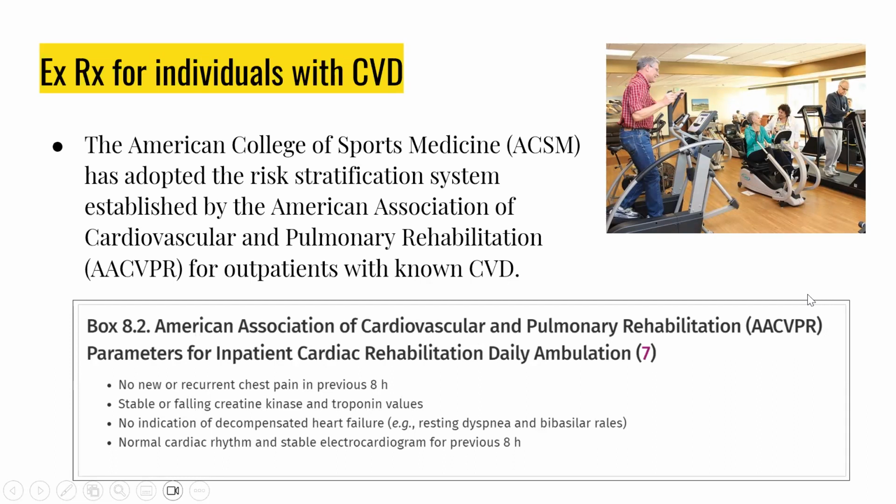All right, but what if your client has cardiovascular disease, right? So the American College of Sports Medicine has adopted the risk stratification system established by the American Association of Cardiovascular and Pulmonary Rehabilitation for outpatients with known cardiovascular disease. So the ACSM put this together to stratify patients with cardiovascular disease if they are ready for an outpatient cardiac rehabilitation.